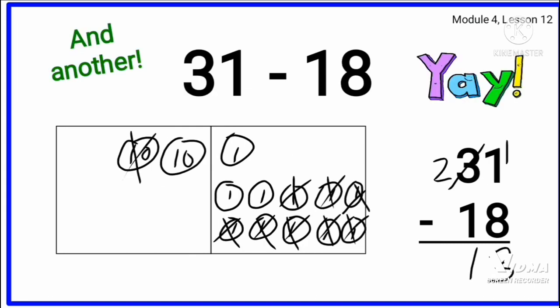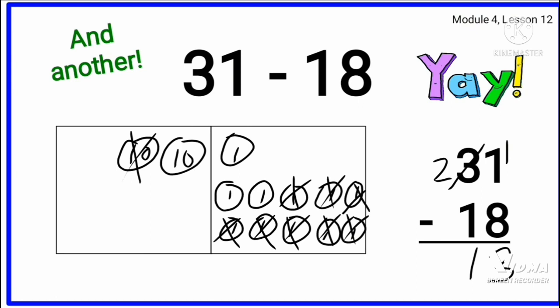The same thing, 31 minus 18. If you see in the place value vertical form, I cannot remove 8 from 1. So what I did was to decompose a 10. I exchanged 1 disc of 10 for 10 ones. And I have 11 ones.